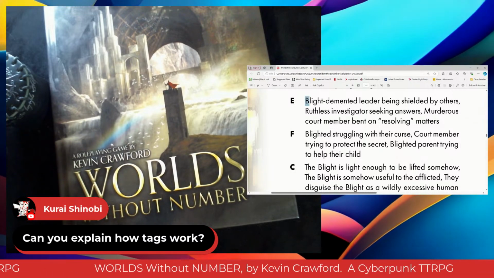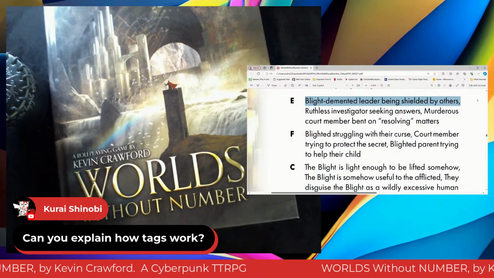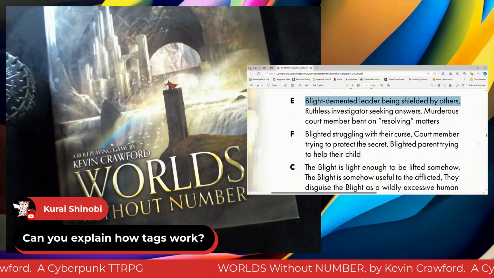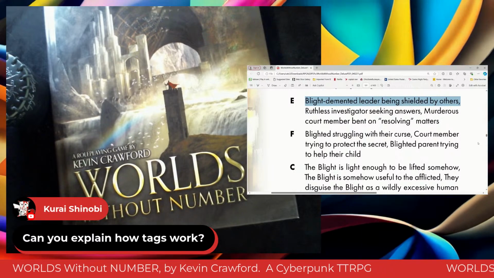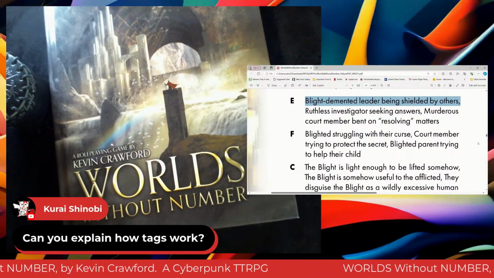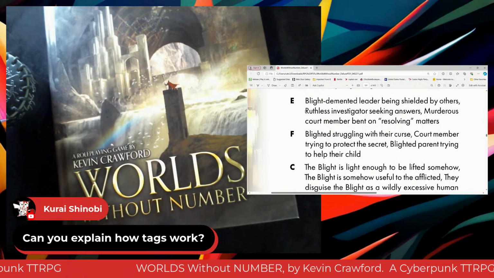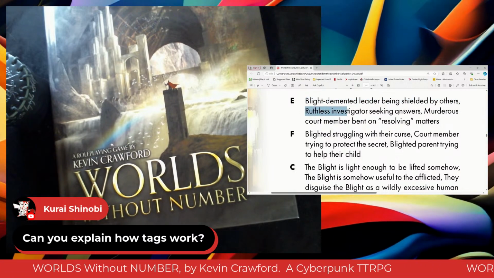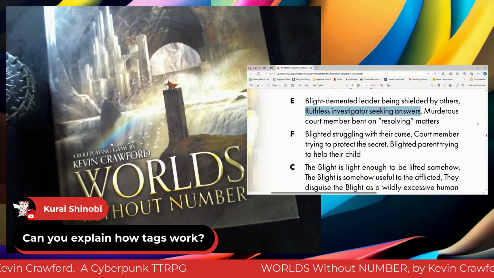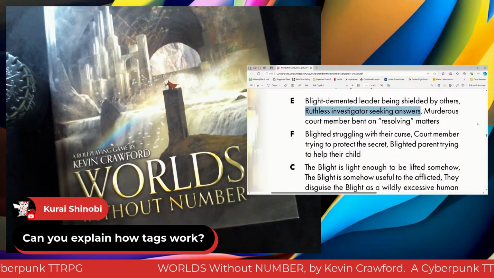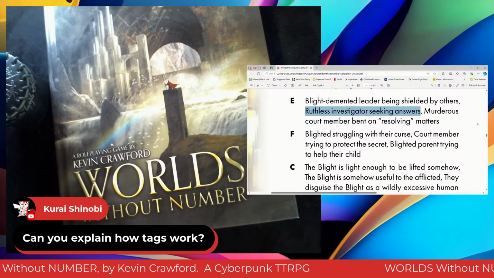So for example, our very first enemy is a blight-demented leader being shielded by others, right? So there might be a leader, and everyone knows they're slowly being corrupted, but other people are like, shh, don't let anybody know. Here's another enemy, a ruthless investigator seeking answers. Now, you might think, wouldn't they be on the PC side? But maybe this person's just going around being ruthless and accusing everybody.